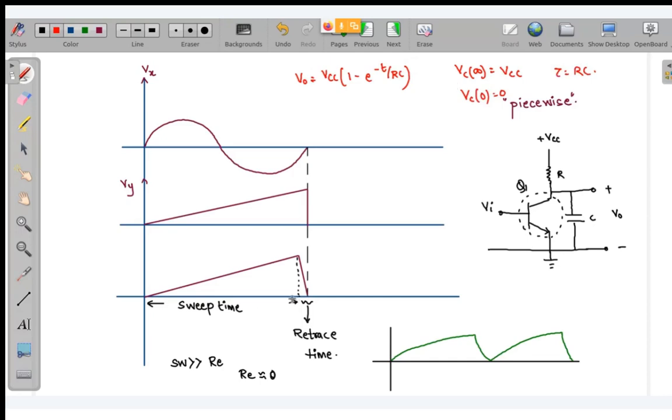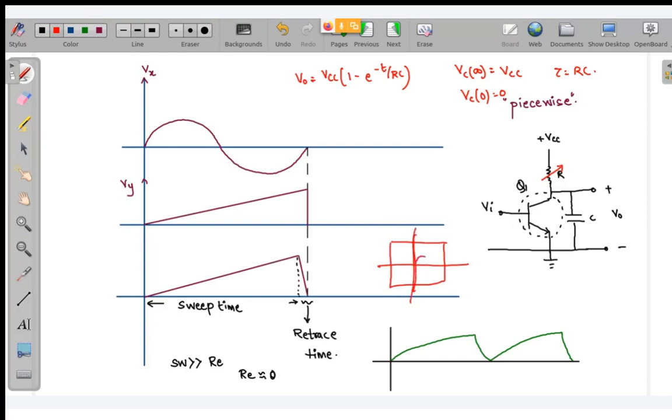What did I say? That the sweep time needs to be variable. So either I can vary R, or I can vary C, or I can vary both. Which is the most viable option? Vary R, vary C, or vary both? Yes, very good. You vary R. That is why in your CRO you will see there is one knob where you manipulate the sweep time.